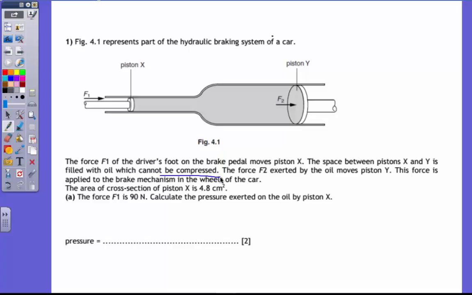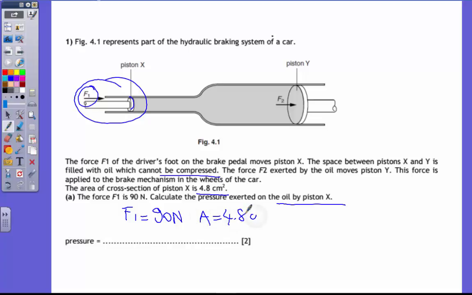The area of cross-section of piston X is 4.8 centimeters square. The force F1 is 19 Newton. Calculate the pressure exerted on the oil by piston X. Okay, how to find out the pressure on piston X? We already know the force F1 is 19 Newton, and we know that the area is 4.8 centimeters square.